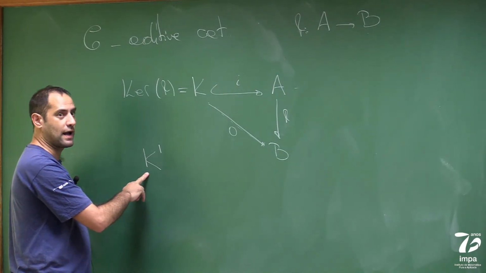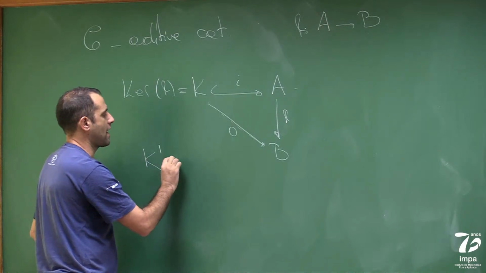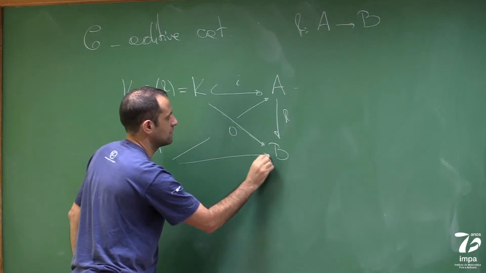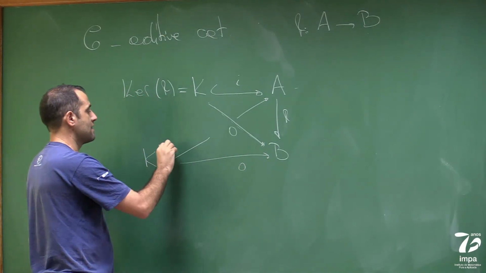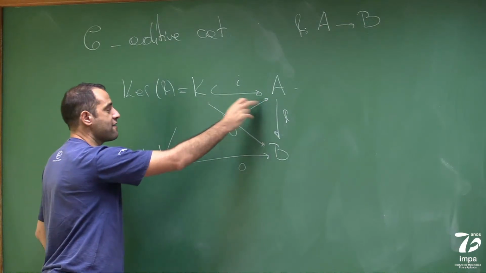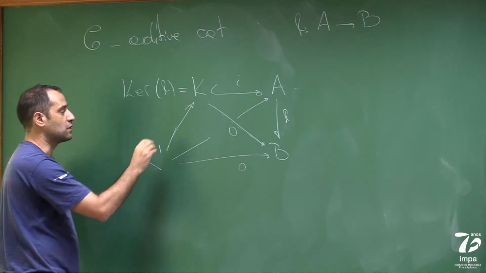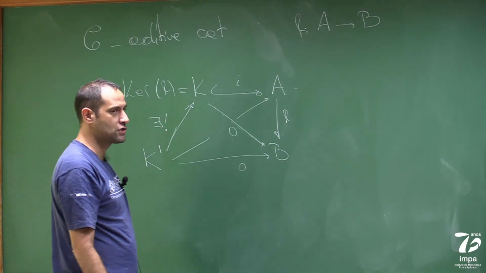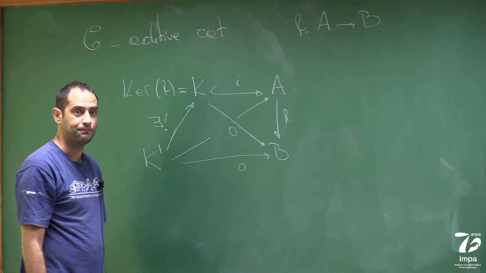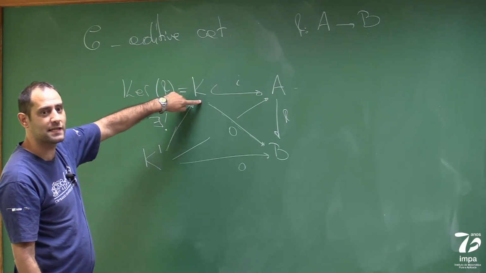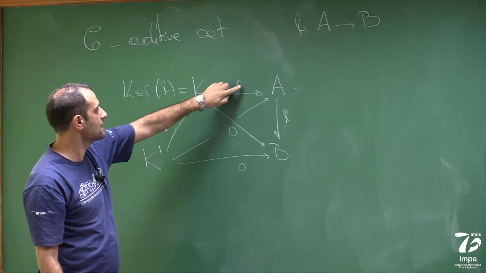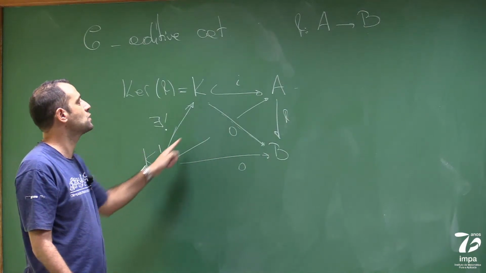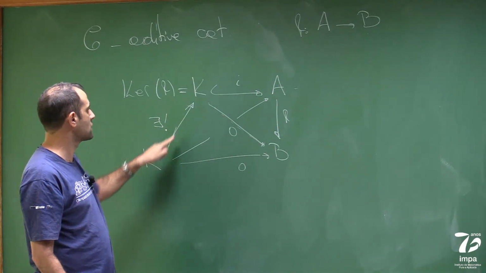So if I have any other object of the category with a map to A such that this composition is 0, then this morphism from here to A factors through a map by K. So this is the one that exists and is unique. So that's the definition of a kernel. This is the universal property that this K has: it is a map to A that composed with F is 0, and any other map to A that composed with F is 0 factors through a map by K.